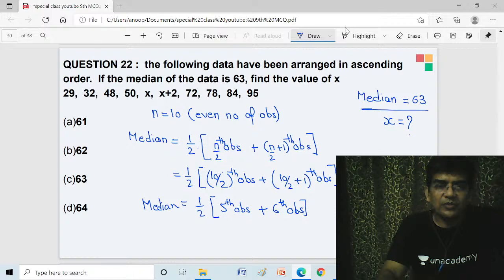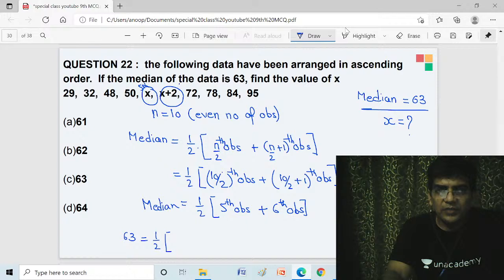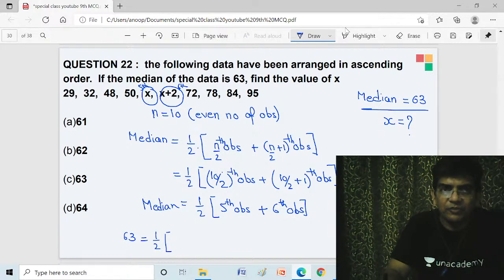So see, first, second, third, fourth. This is the fifth observation, and adjacent next to it, we have the sixth observation. So here I have to put fifth and sixth. Fifth is x, sixth is x plus 2.